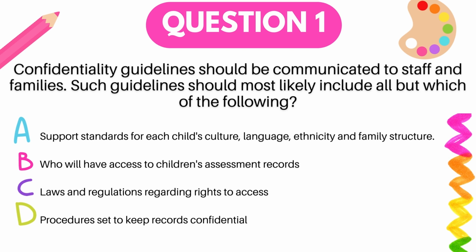Question 1. Confidentiality guidelines should be communicated to staff and families. Such guidelines should most likely include all but which of the following? A. Support standards for each child, culture, language, ethnicity, and family structure. B. Who will have access to the children's assessment records. C. Laws and regulations regarding rights to access. D. Procedures set up to keep records confidential.